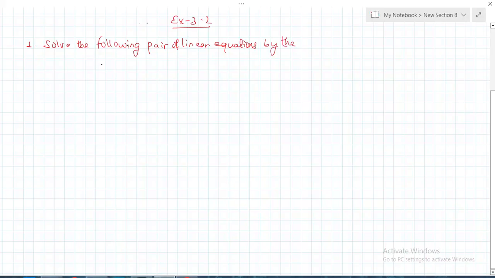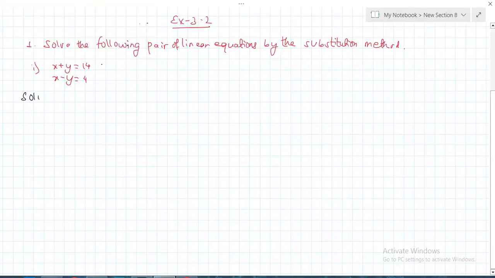So in today's video, I am going to solve one question of exercise 3.2, question number 1. The question is: solve the following pair of linear equations by the substitution method. Okay, so the first question is given as x plus y is equal to 14 and x minus y is equal to 4. Now let us see how we can solve this.